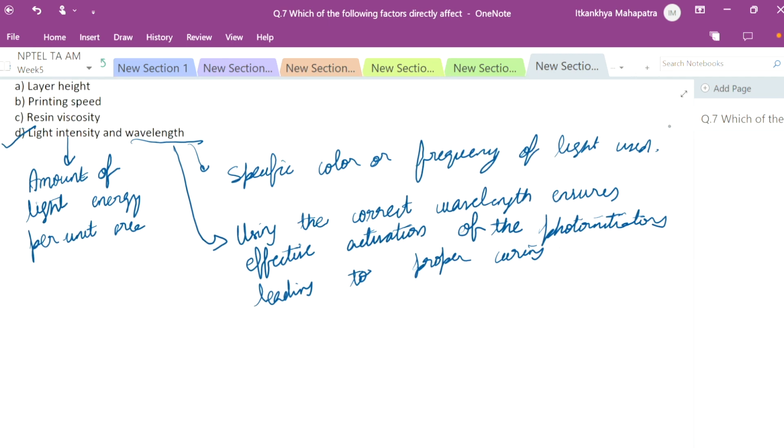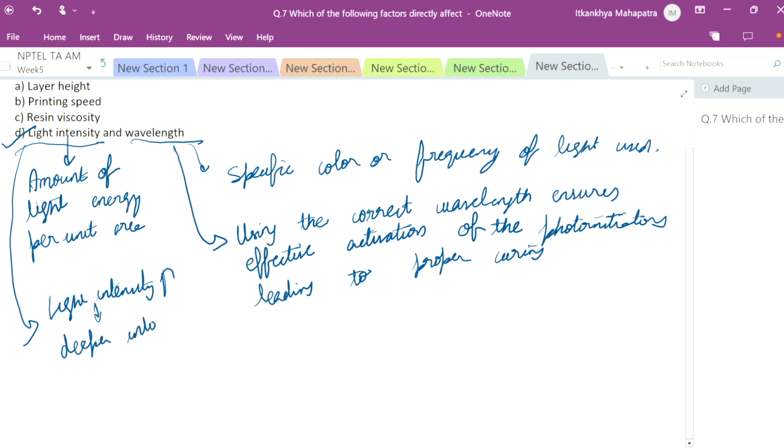And light intensity: higher light intensity can penetrate deeper into the resin, allowing for a greater curing depth.